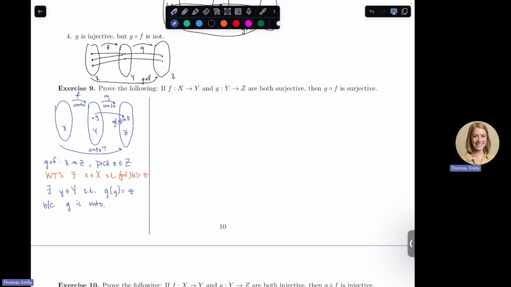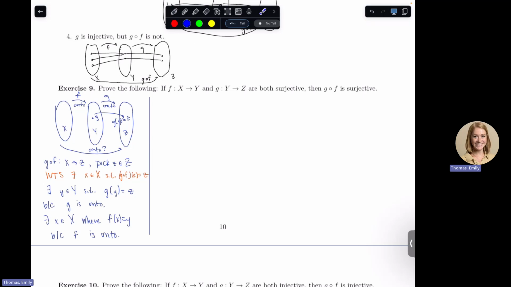What's true about that little y? Yeah, f is onto as well, so it has a preimage in X. So there exists an x in big X where f of x equals y, and this is again because f is onto. And then we're done. I can't write it here because I don't have space, but I'll write it in the proof. Because then this y is f of x, so you're looking at g of f of x equals z, so x is the preimage for z. Does that make sense? Yes.